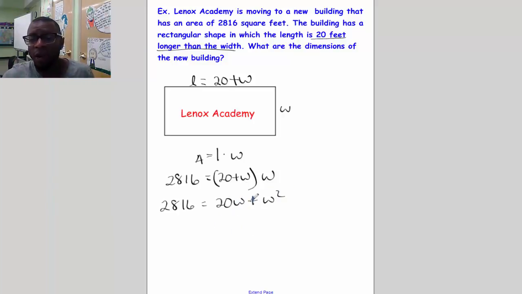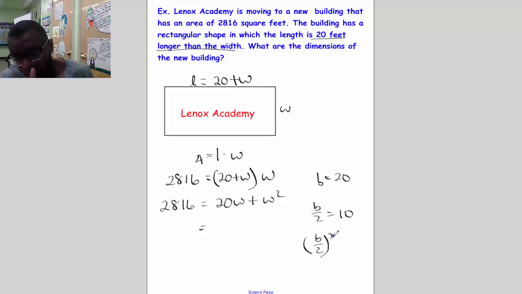Okay, and so now I want to find my dimensions by completing the square. Okay, so the first thing that I'm going to do is take half of b. So in this case, b is 20, and half of b would be 10, and then I'm going to square it. And so if I square 10, I get 100. And so my value of c is going to be 100, so I get 100 plus 20w plus w squared. And so I must also add it to the other side in this case.